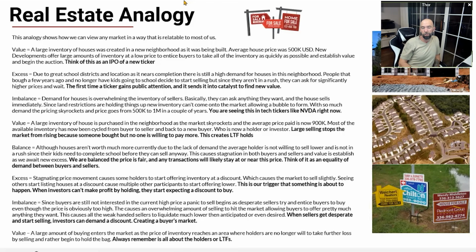So if this was a ticker, it would die. It is at value, and it has gone into balance. A balance is where we either have a bunch of orders in both directions or no orders in both directions, and this would be no orders, right? We're stuck.